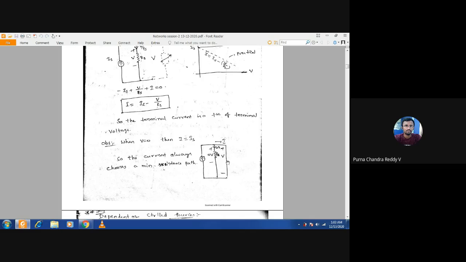Tell me, I am giving two resistors R1 and R2 in parallel. How to combine them? 1 by R1 plus 1 by R2, sir. You can say directly R equivalent is equal to R1 into R2 by R1 plus R2. In that way, you can combine these two. Then finally, it acts as an ideal current source when you make V equal to 0. Okay, shall I proceed? Yes, sir.